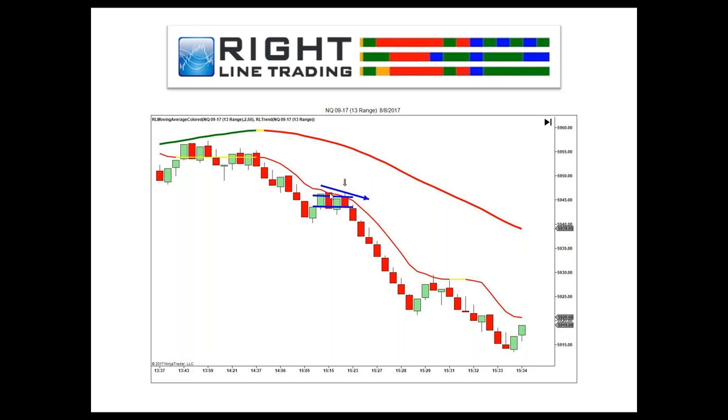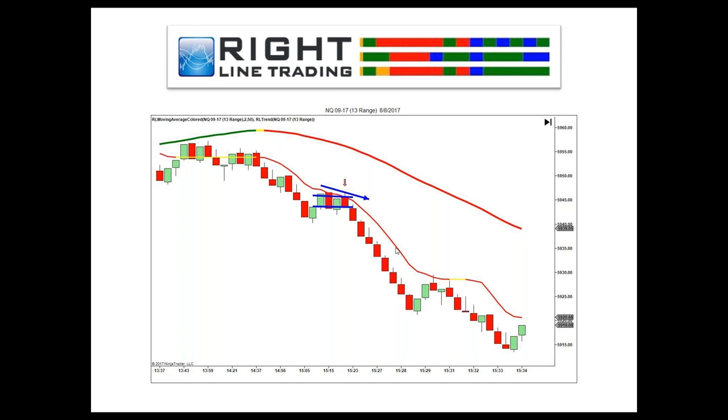But if you would have taken the short here, you see you would have gotten stopped out. That wick would have taken you out of the trade. What you're looking for is this period of consolidation and then the move out. And as the consolidation pattern happens, the modified 15 continues to fall.